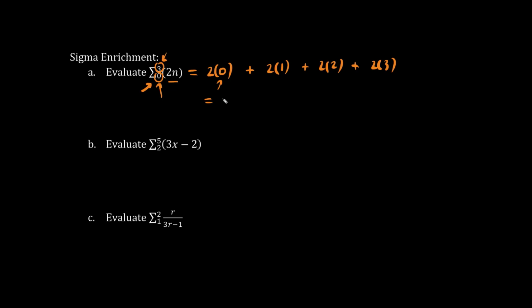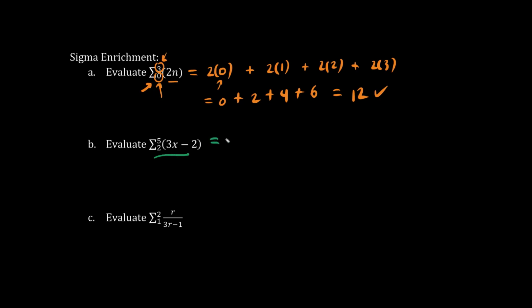2 times 0 is 0. 2 times 1 is 2. 2 times 2 is 4. And 2 times 3 is 6. We have 6 plus 6 is 12. We'll evaluate these sums by hand, but note that there is a sigma button on your graphing calculator.